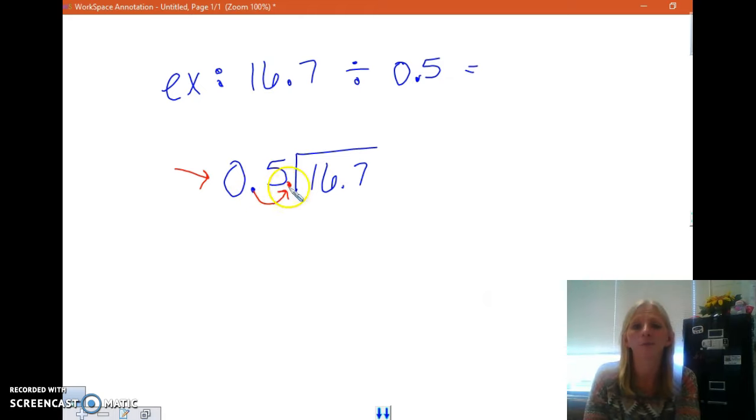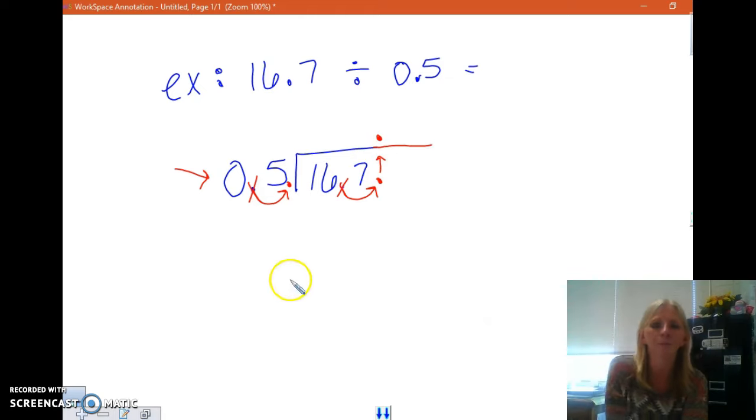Well, what we do to the divisor, we must also do to the dividend. So we move that one place value. We ignore our old decimals. We want our new one. So if we didn't want to forget, we could just put the decimal straight up. Now we need to divide like normal. 0.5 is really just 5. When we focus, we get 16. How many times does 5 go into 16?